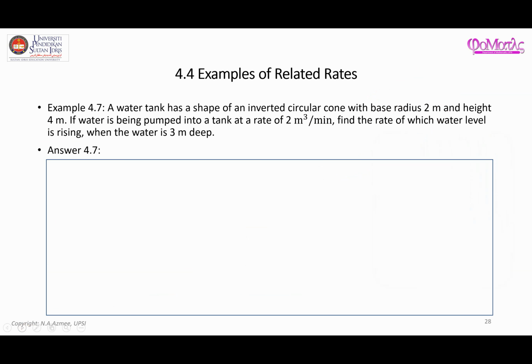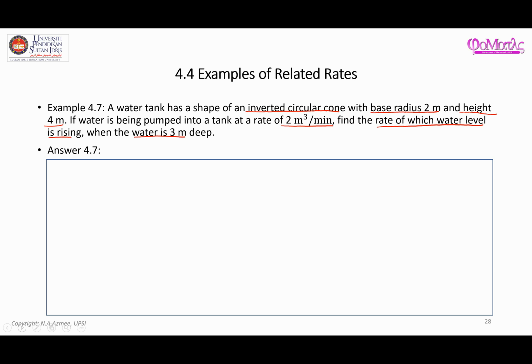Now let's look at a proper example. You have a water tank in the shape of an inverted circular cone with base radius 2 meters and height 4 meters. If water is being pumped into the tank at a rate of 2 meters cubed per minute, find the rate at which the water level is rising when the water is 3 meters deep. When you have this word problem, it is always a good idea to try and visualize the problem by sketching or drawing a simple diagram.